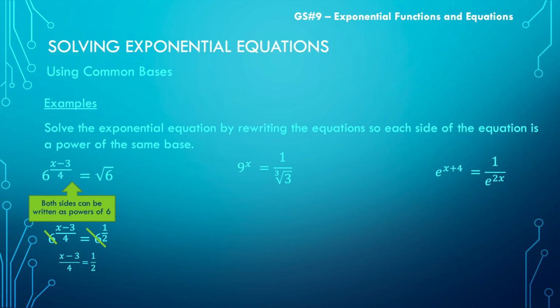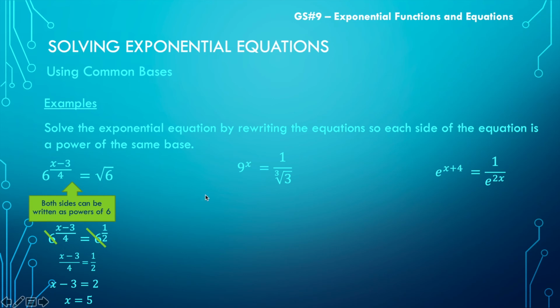So how would you solve this equation? You would definitely get rid of the denominator on the left-hand side by multiplying both sides by 4. That would just cancel out the denominator on the left, but 4 times 1/2 is equal to 2. And then isolate x by adding 3 to both sides, and x is equal to 5.